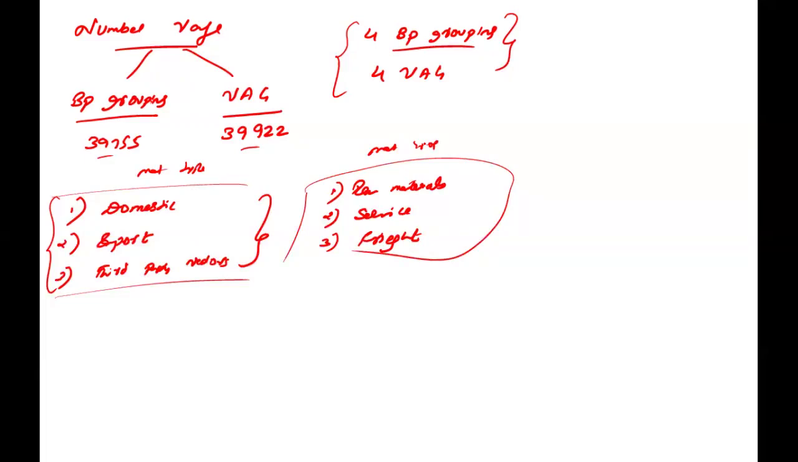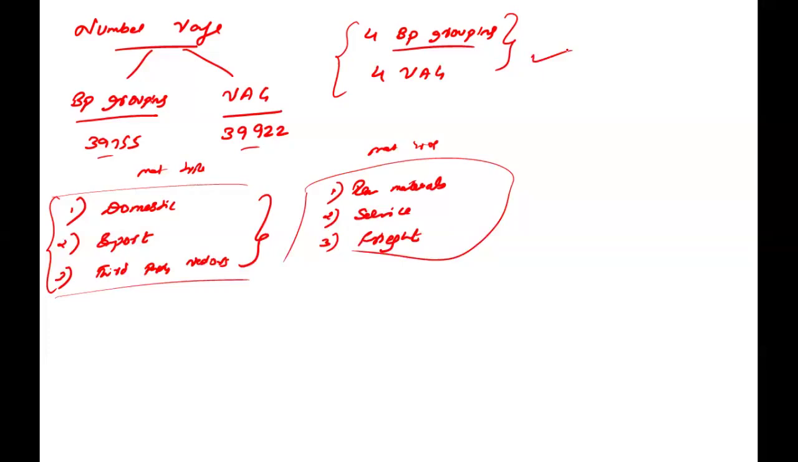Okay, if you are going with this set of configuration, if you are going to have 4 BP grouping, you should also have 4 vendor account groups. If you're going with this configuration, then you need this concept of segregating the vendor based on the categories.